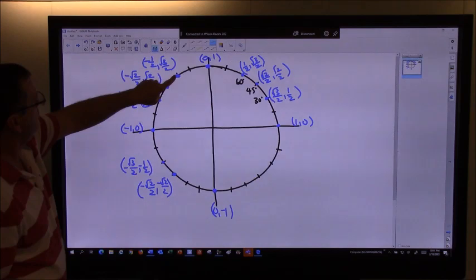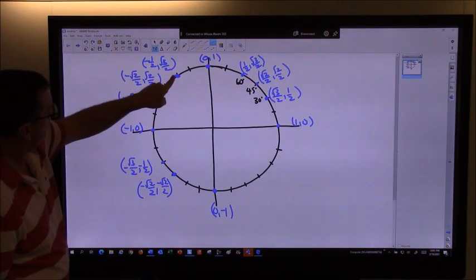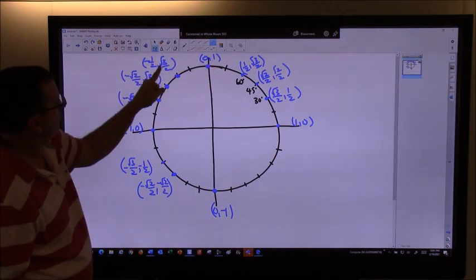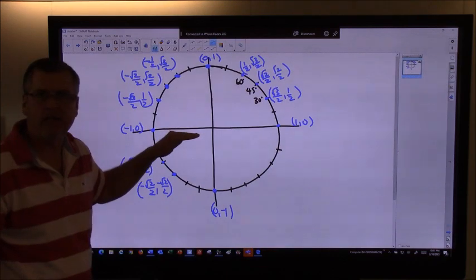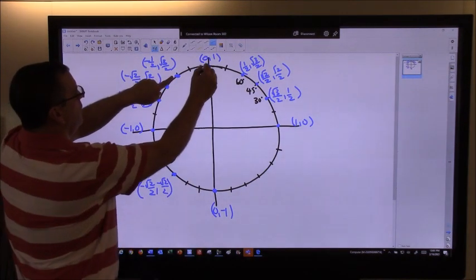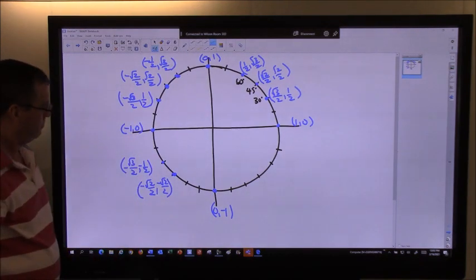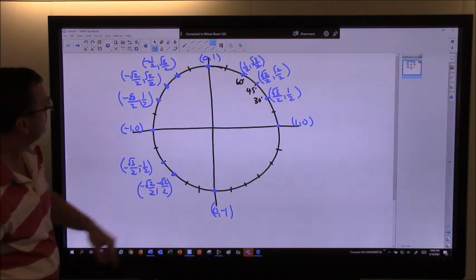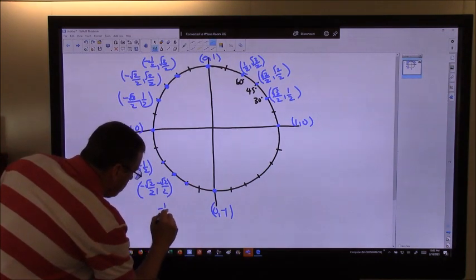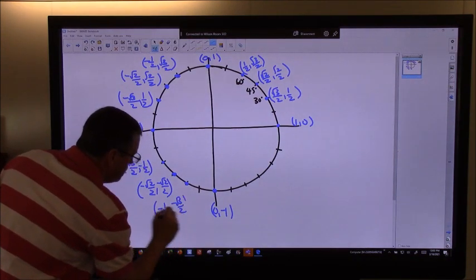And then the same thing with the coordinates for this point. I came over 1/2 a unit, I go up root 3 over 2. Remember, this is up 1 unit right here. Root 3 over 2 was 0.866. So I'm not quite going up a full unit. I'm going a little bit less than that, which is what that y coordinate is. Okay, but now I'm going down that distance. So this point right here will have the coordinates negative 1/2, comma negative root 3 over 2.